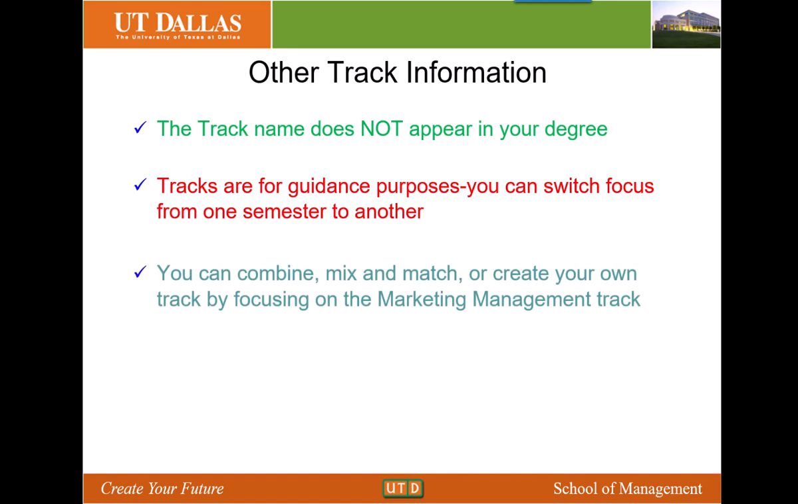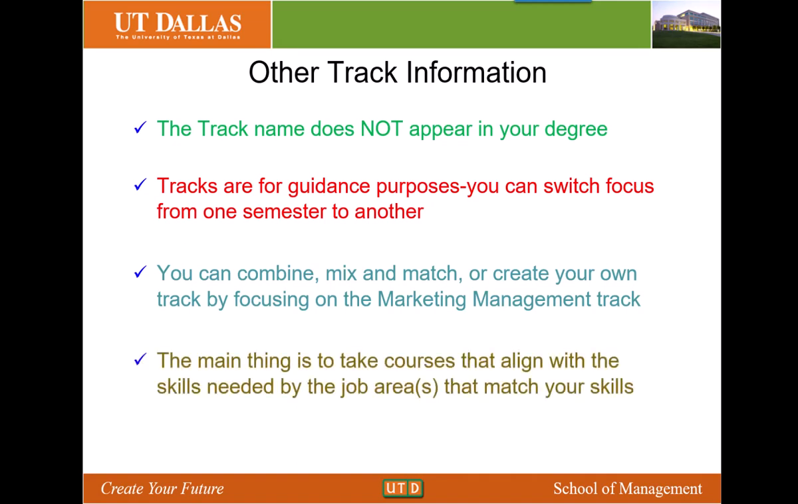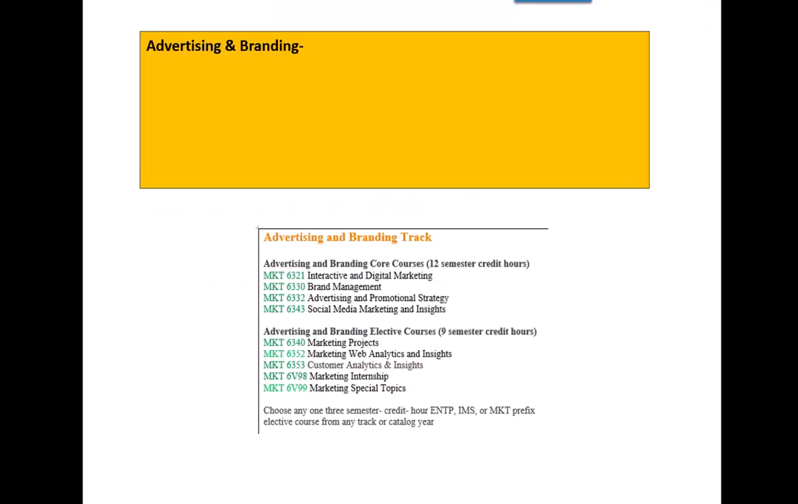You can combine, mix and match, create your own track through the marketing management track. Maybe you want to take a lot of courses from entrepreneurship, a lot of courses from business analytics, etc. If you're going to do that, follow the marketing management track, which gives you the most flexibility. The main thing is to take courses that align with the skills needed by the job area that match your skills. So be aware of that as really the ultimate goal in picking a track.